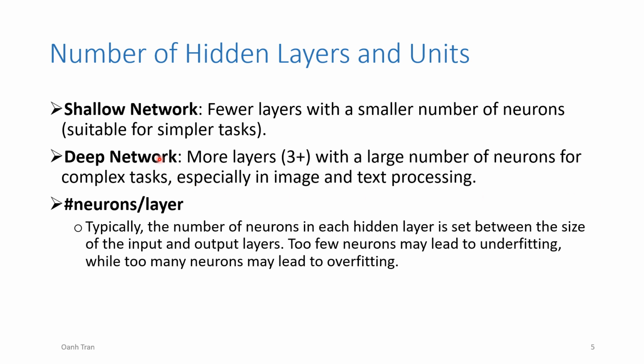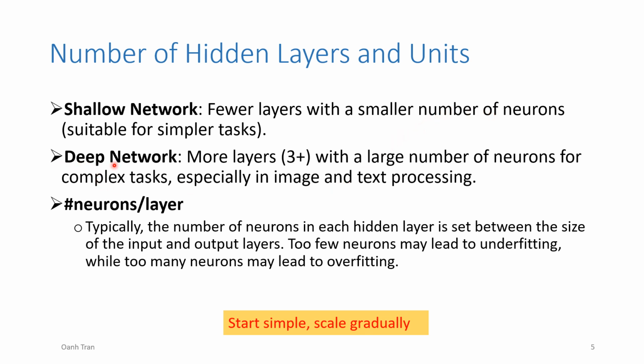Next is the hidden layer. So how many hidden layers should we have? To design hidden layers, let's follow the principle of start simple, scale gradually. So you can begin with a shallow network with fewer layers and a smaller number of neurons, and gradually scale up if necessary.